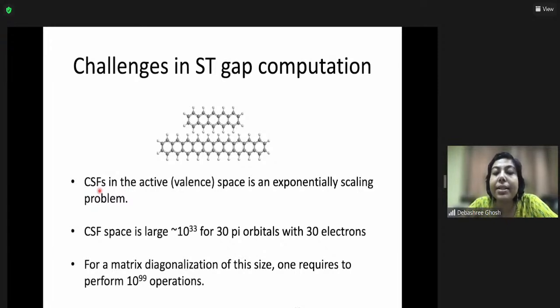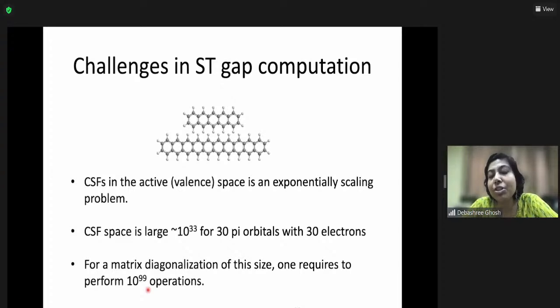What I mean by that is, let's say if there were 30 carbon atoms, then there would be 30 pi orbitals in the valence space, and in those 30 pi orbitals, there will be 30 electrons. The number of configurations one can think about in that valence space is of the size 10 to the power 33. Now, a matrix diagonalization of this size is an n-cube scaling problem, so it would be 10 to the power 99 operations.